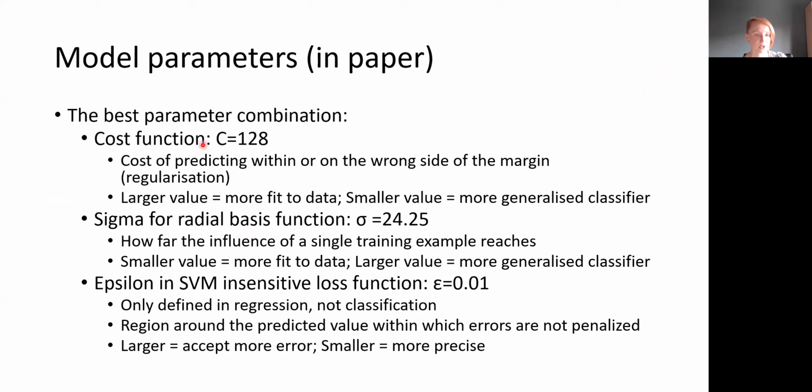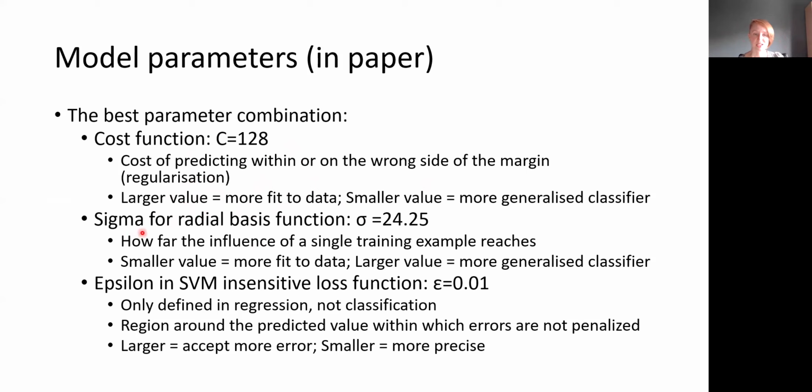The first one is the cost function, which in the paper they set at 128. This is essentially the cost of predicting within or on the wrong side of the margin. So if you remember, we had the soft margin between our two support vectors. If data points fall within those, what's the cost for that? If you have a larger value, your model will be more fitted to the data it sees. If you have a smaller value, it will be more generalized. So a larger value has the potential to overfit, and a smaller value has the potential to miss some complexities.